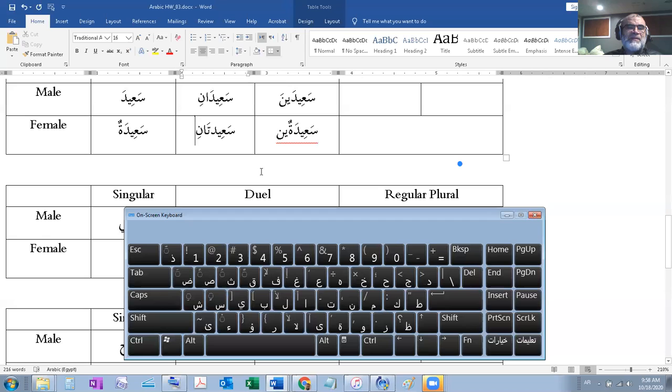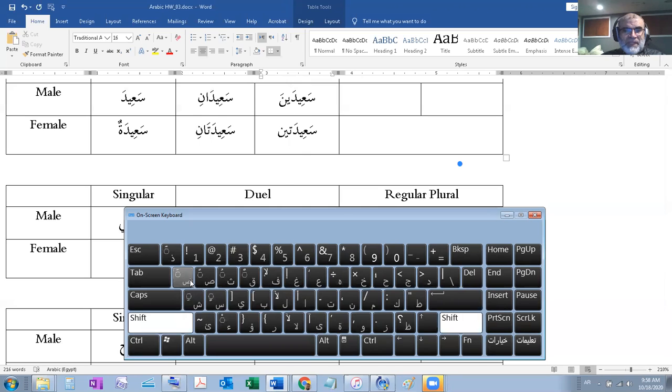سعيدتان. And this one has فتحة. Okay. Here you take away the تاء مربوطة, convert it to تاء مفتوحة. سعيدة. And you remove the tanween. There is no tanween except at the end. So سعيدتين. سعيدتين. Okay, just like what the rule said.